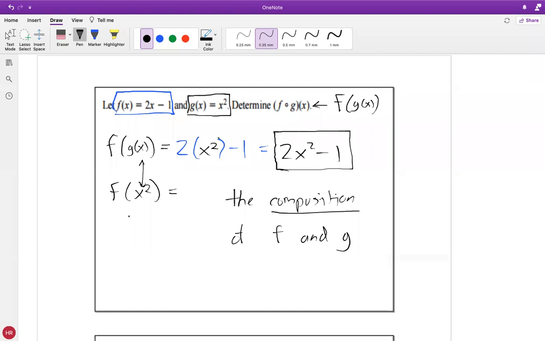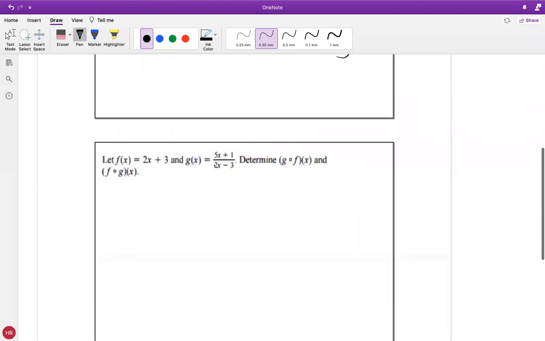And so you could do this in the other order too. In this one, they want you to do it both ways. They want you to do g of f of x and then f of g of x. And this is the kind where I think it's really convenient. It's really helpful to write it like this. This is g of f of x. And this is f of g of x. So let's start with g of f, right? Because that was the first one they said.